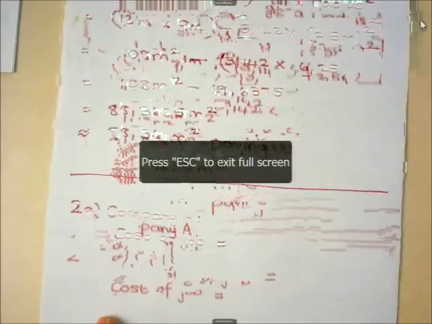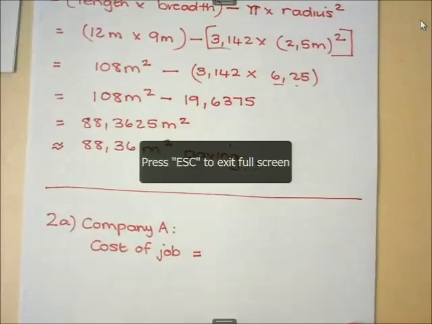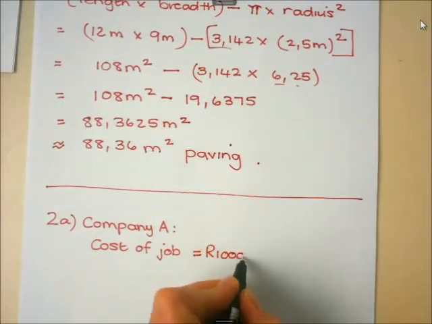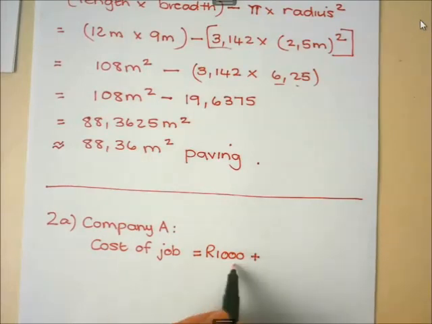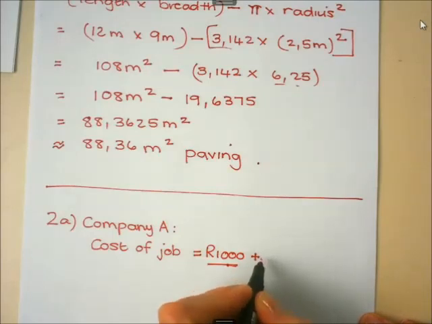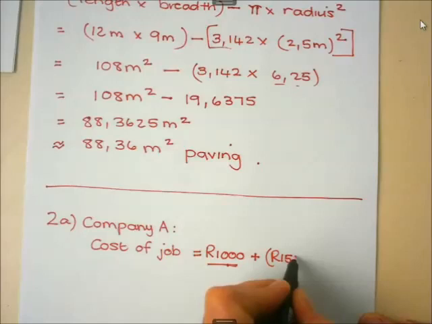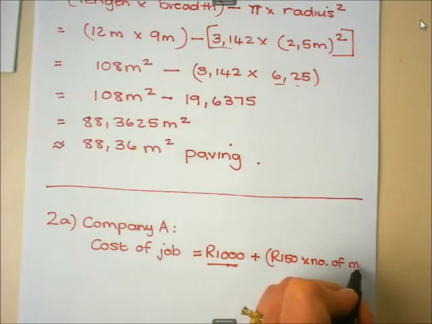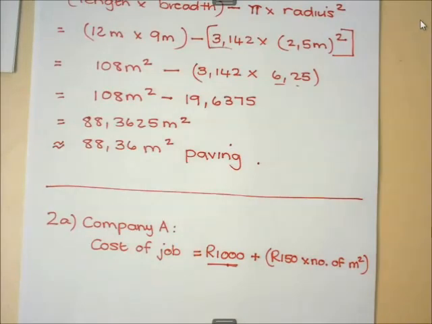Okay, let's have a look here. I'm going to help you for those of you who are struggling. Cost of the job, it costs 1,000 Rand plus. That's the fixed cost. 1,000 Rand plus, and now the variable cost. It depends on how big the area is. We're going to say 150 Rand times the number of meters squared of paving. You can add that in or just write number of meters squared. So let's go, I hope you got that right.